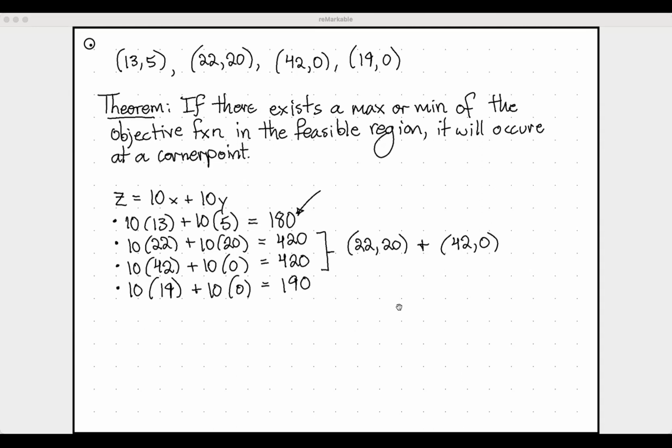One point I wanted to make was in this case, in the example we just did, the feasible region was bounded, right? It just looked like a trapezoid, but the region is not always bounded.